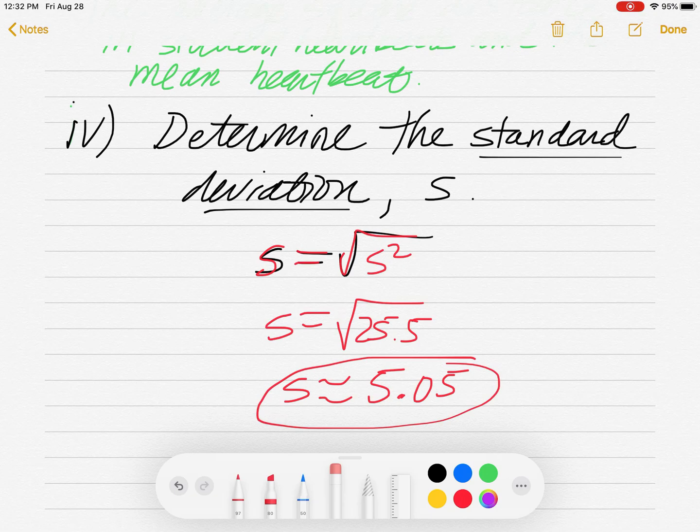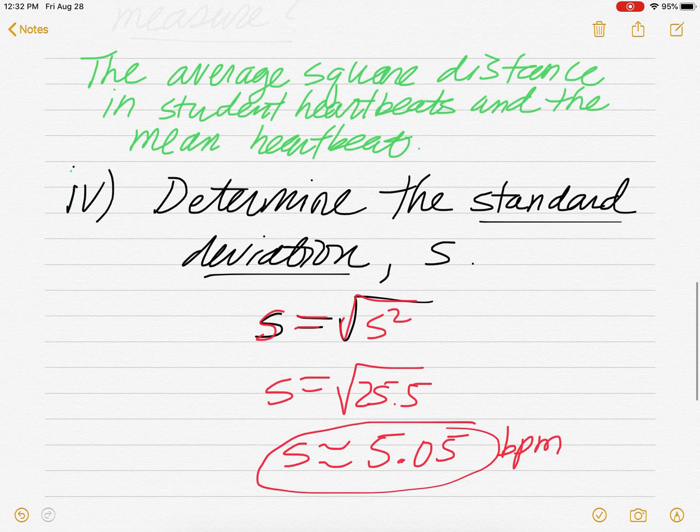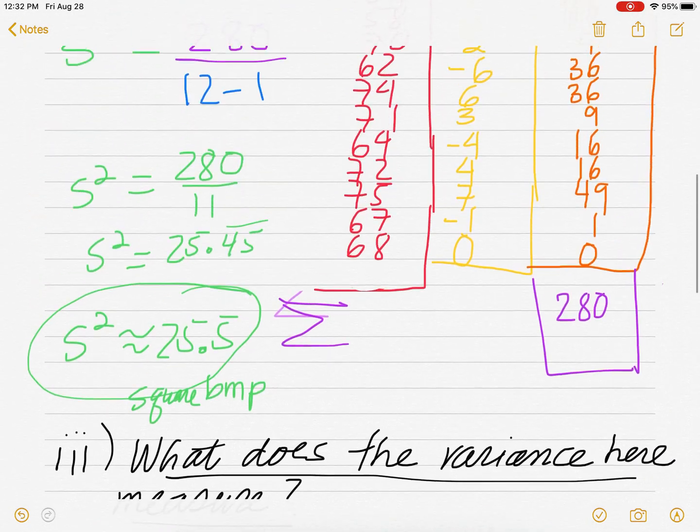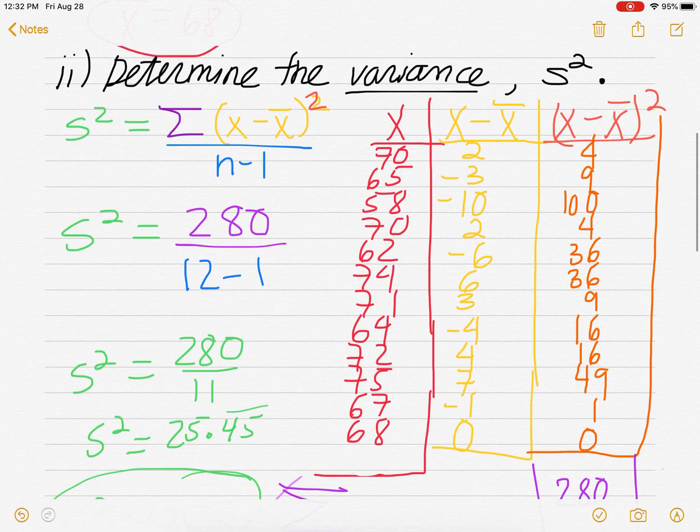So that is called the standard deviation. It's the square root of the variance. This is in beats per minute, right? The units here are beats per minute. Okay, so that's how you find the variance and the standard deviation, which measure how spread out your data is. So 5.05 is not a really big number, so that means the data is not too spread out. If it were a really small number, like 1, it would all be bunched together. If it were really big, like 10, it would be way spread out.